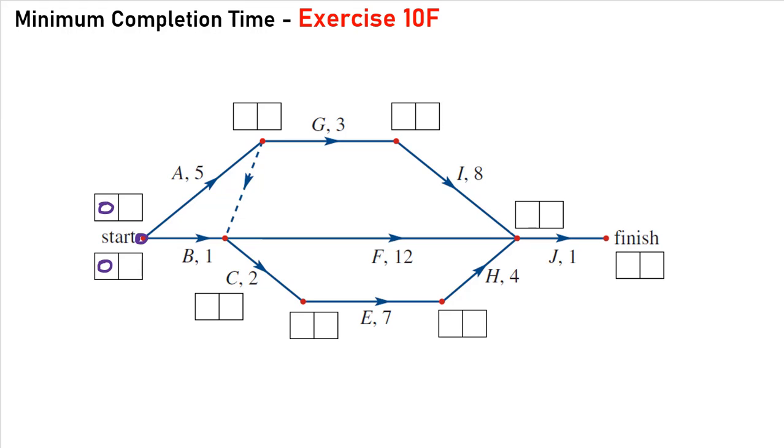If we go along activity A, this takes 5 hours to do. So the earliest we can start G would be 5 hours. B takes 1 hour to do. And so when we get to here, the earliest we can start this one here would be 1 hour. Activity C, that takes 2 hours, so the earliest we could start E would be 3 hours.